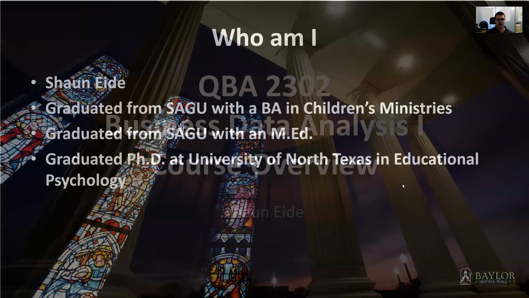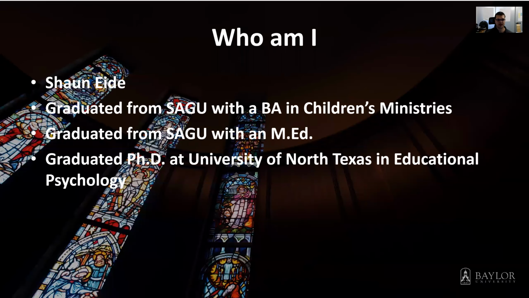Moving forward, who am I? Like I said, my name is Dr. Eide. I graduated from a little college called Southwestern Assemblies of God University with a degree in children's ministry. Then I also got a master's degree in elementary education because I wanted to learn how to teach children about God. I spent about 10 years as a children's pastor. All the while, I was also getting a PhD at the University of North Texas in the area of educational psychology.